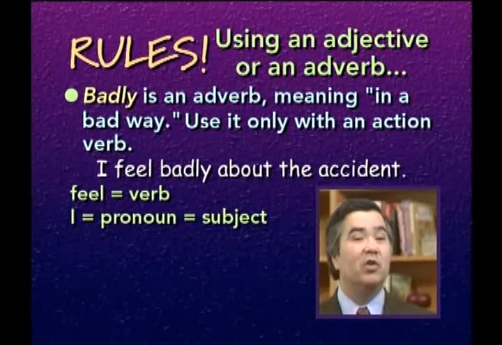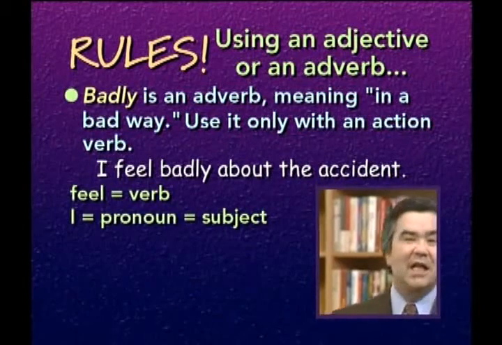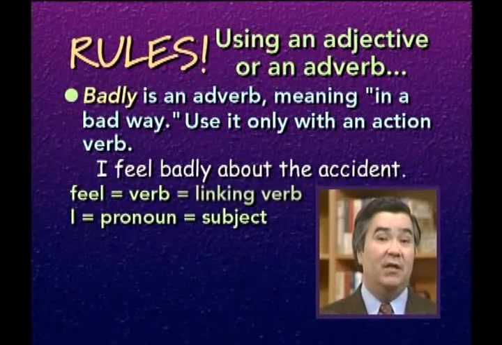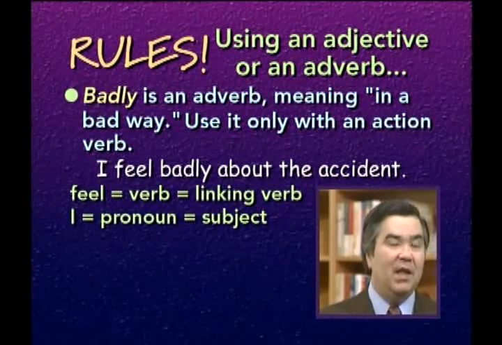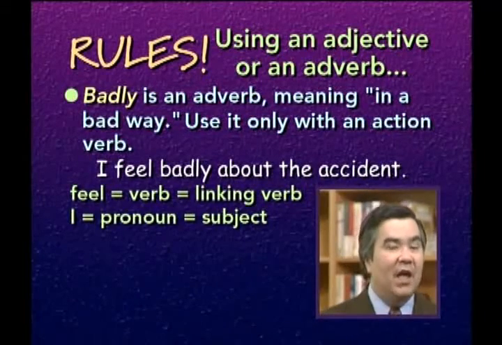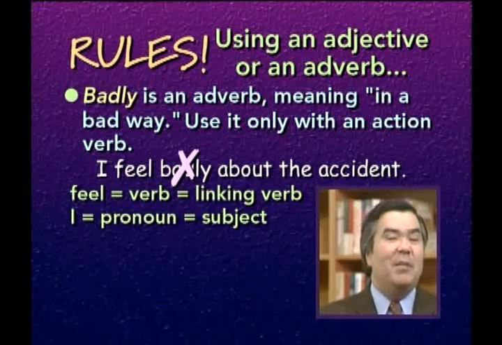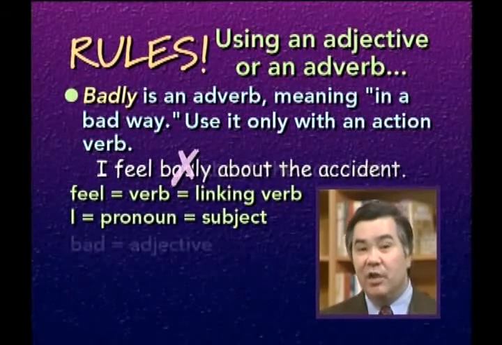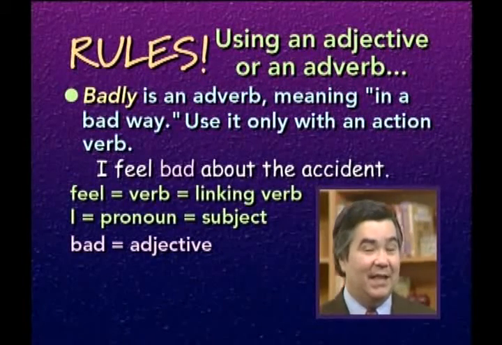This one may be a little tricky, but if you think about it, feel is not describing an action. It's not describing something that I'm doing. Rather, it's describing a state of being of me. I feel sad, depressed, unhappy. So the word that follows feel should really be an adjective describing how I am, because it's describing my state of being, not something I'm doing. So the correct wording of this sentence should be, I feel bad about the accident.